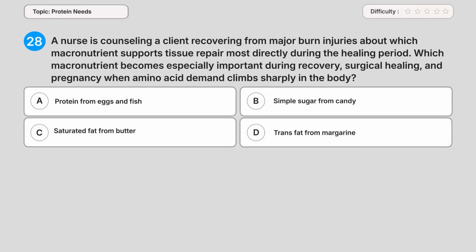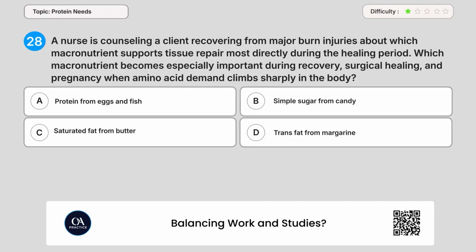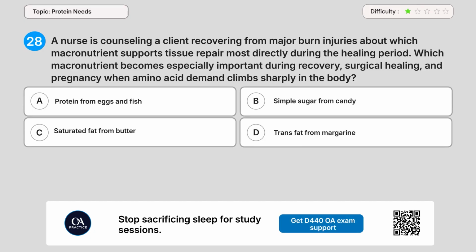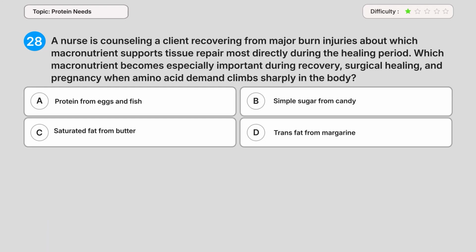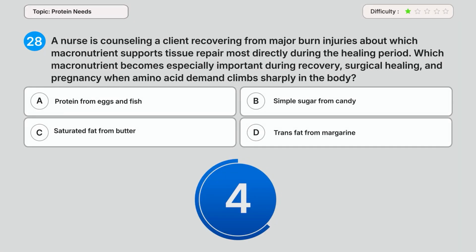28. A nurse is counselling a client, recovering from major burn injuries, about which macronutrient supports tissue repair most directly during the healing period. Which macronutrient becomes especially important during recovery, surgical healing and pregnancy, when amino acid demand climbs sharply in the body? A. Protein from eggs and fish. B. Simple sugar from candy. C. Saturated fat from butter. D. Trans fat from margarine. What do you think is the answer?